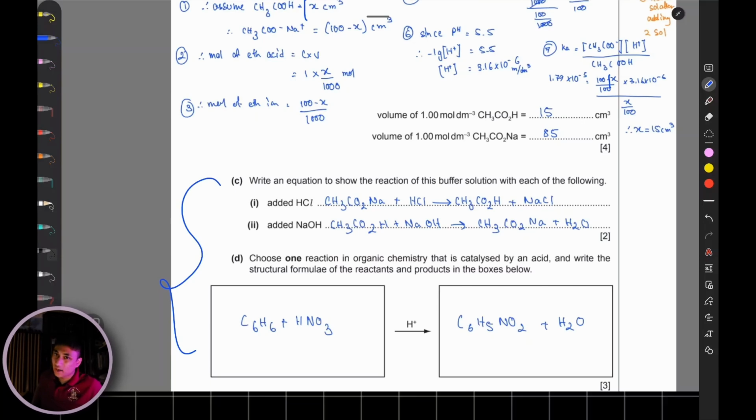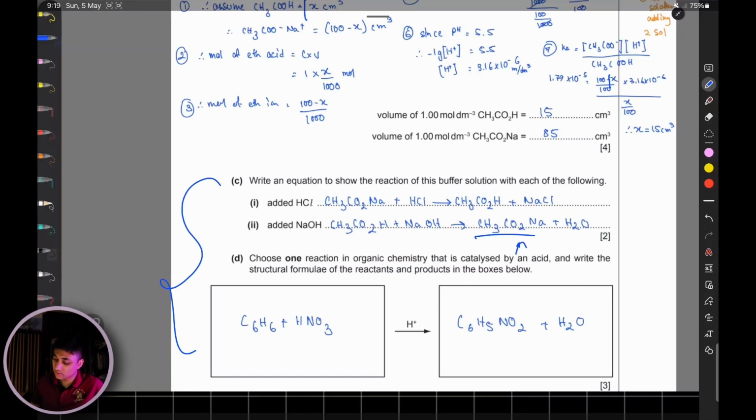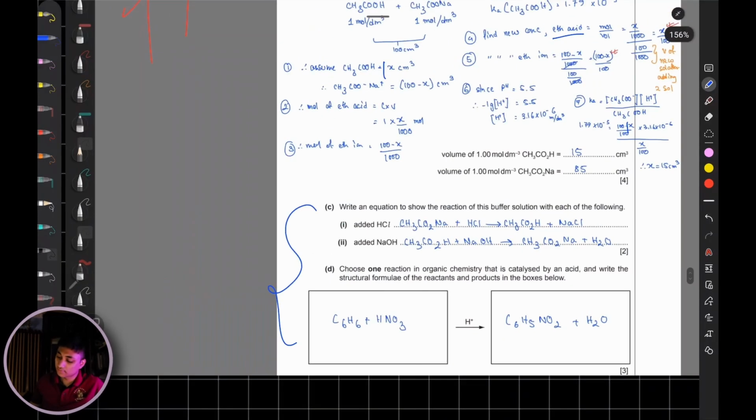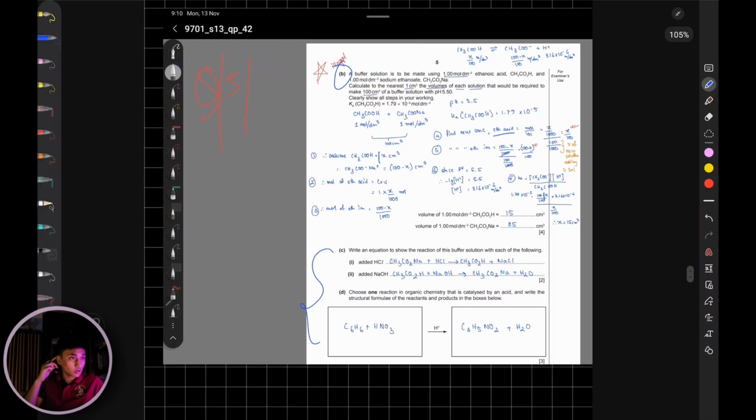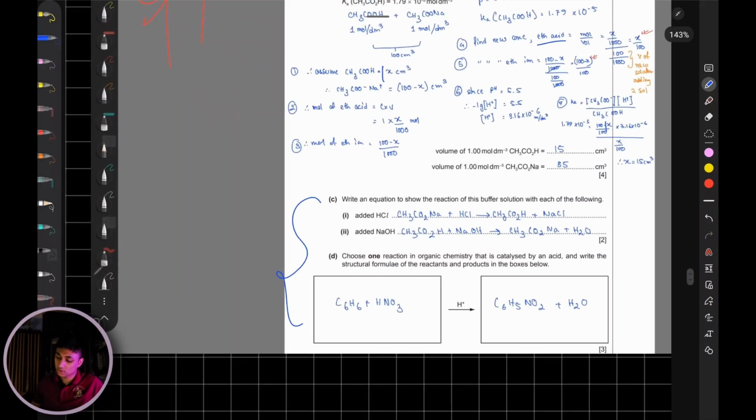Now, what's going to happen if you add HCl to the buffer solution? The salt is going to react with HCl because this is the base part. So it is going to form the acid once again. The H plus is going to displace the Na, and Na forms NaCl, right? And when you add NaOH or increase the concentration of OH, the acid reacts, forming your salt solution, that is sodium ethanoate and water, right? Fair enough. So this is how your buffer solution's equations are going to be.